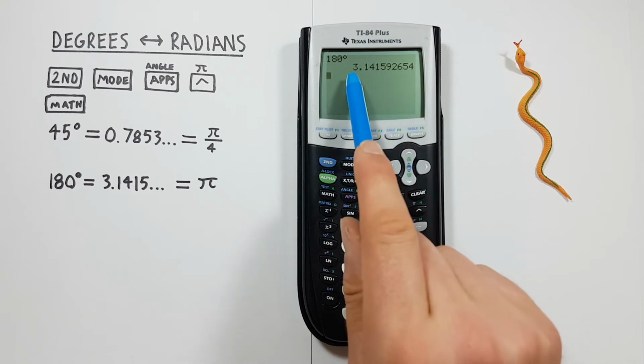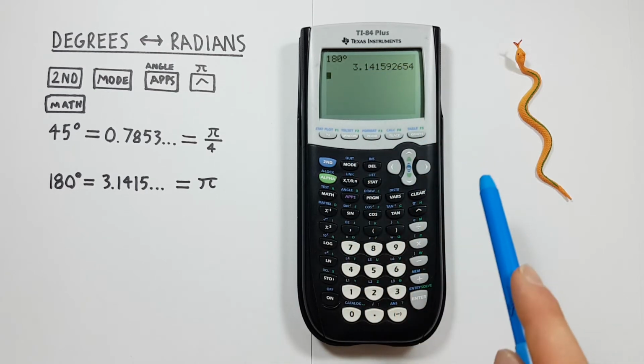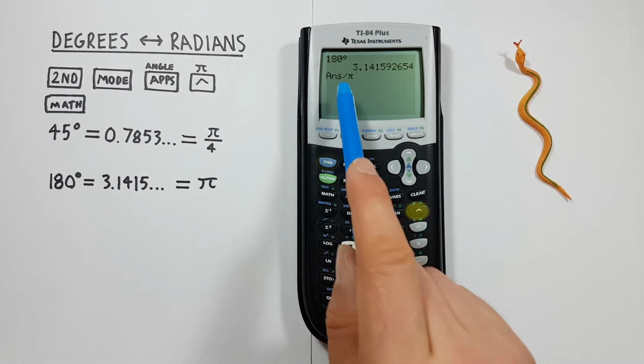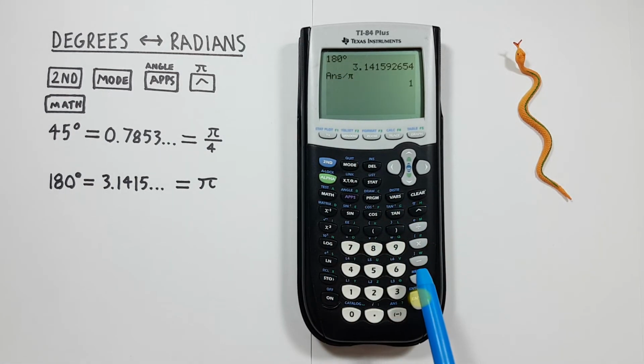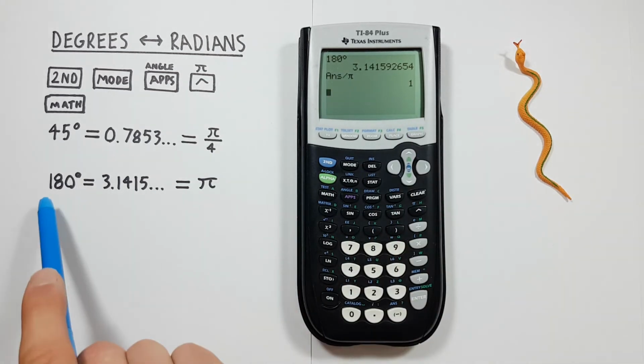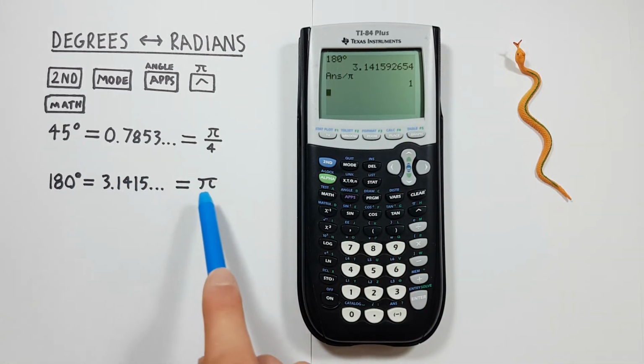But if we don't recognize that as pi, all we need to do is go divided by pi, enter, and we see that gives us 1. So 180 degrees is equal to pi.